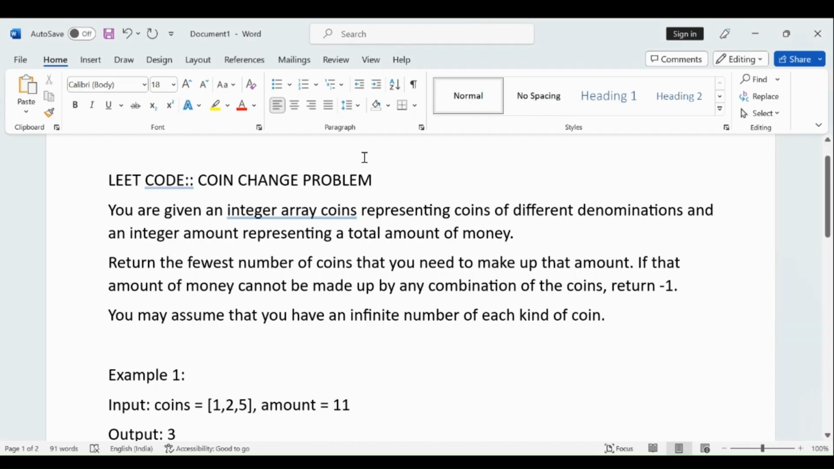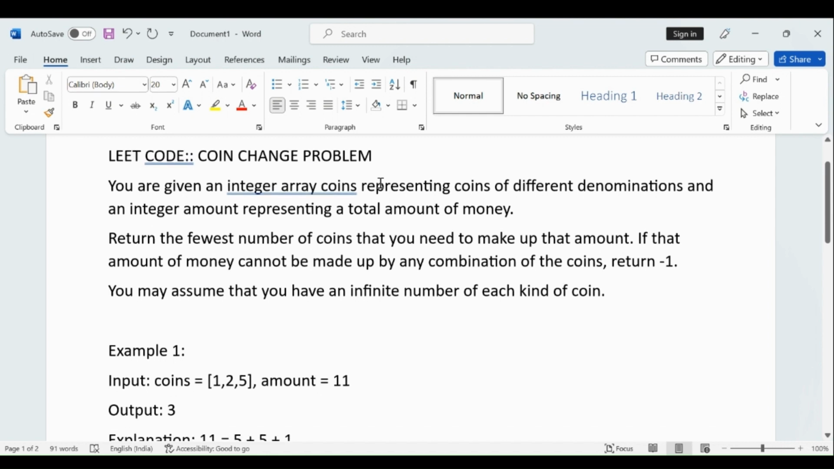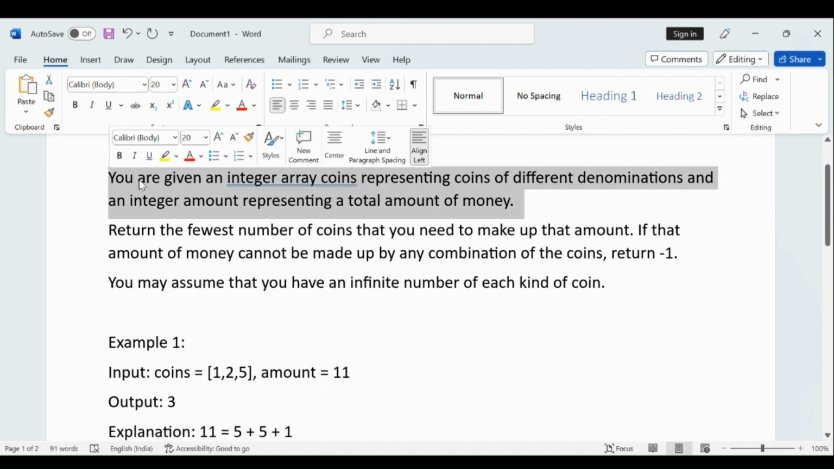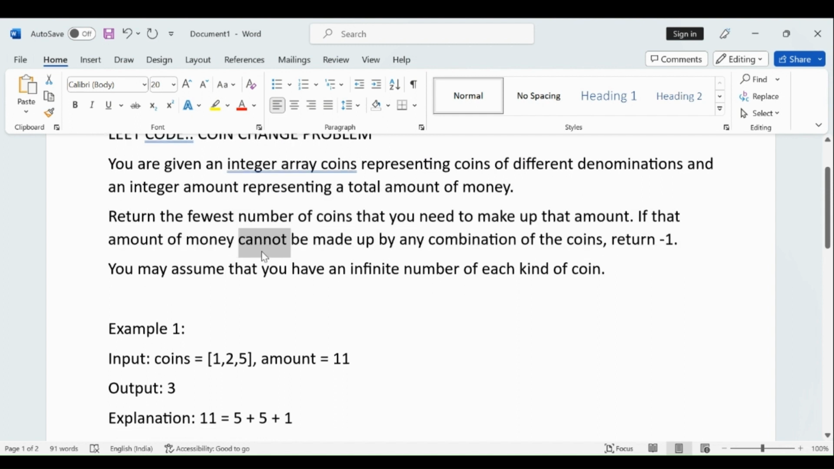Today we are here to solve the LeetCode Coin Change problem, and this problem is based on recursion. Before solving this problem, I recommend you watch our previous video on recursion so that you can develop intuition for recursion and get to know how to approach a recursion problem. So without wasting our time, let's see how we can solve this problem and understand what this problem is trying to say to us.